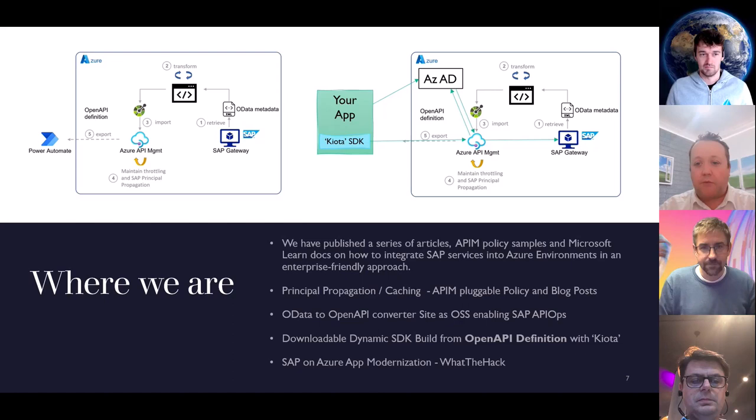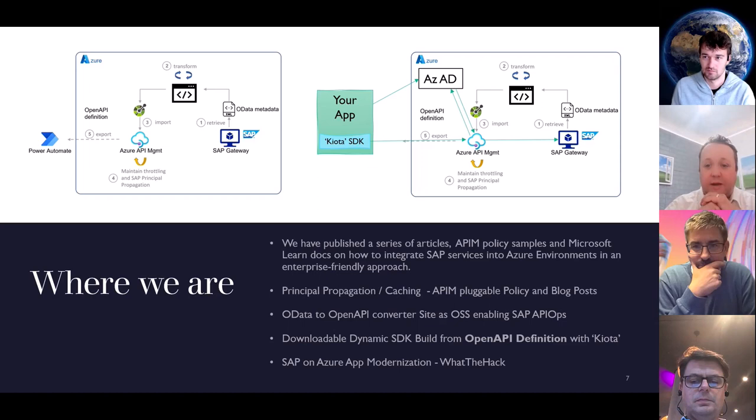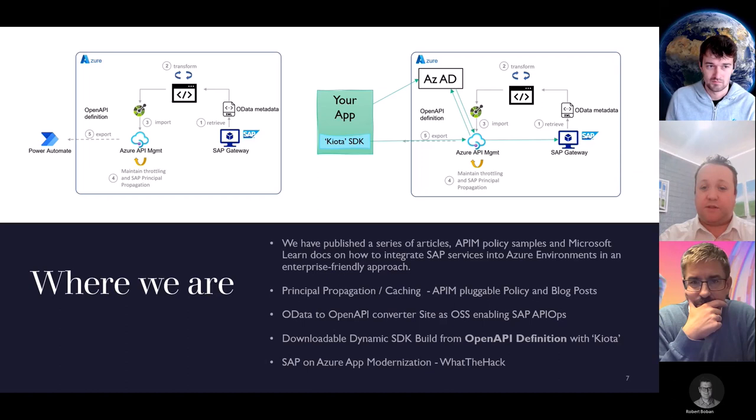Publishing the samples, looking through the work that had already been done on principal propagation and building on that. And the last stage I think we spoke to you about last time was where we ended up with our Kiota-built downloadable SDK. On the left hand side here, we've got what was published as Power Platform. So go grab an OpenAPI definition, shove the policy in with APIM, and that lights up the majority of connectivity for you for doing a citizen developer or IT pro type development with no code or low code in Power Platform. And that's how that piece is working.